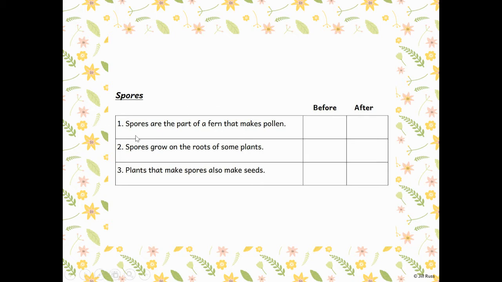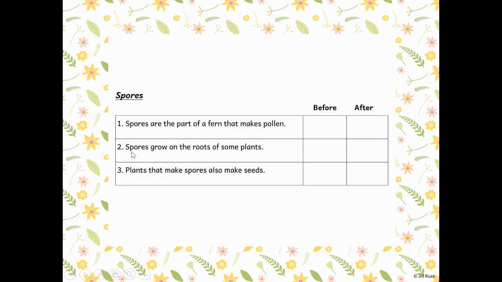So our first statement says, spores are the part of a fern that make pollen. True or false? You may or may not know that. Spores are the part of a fern that make pollen. Put true or false in your before box.